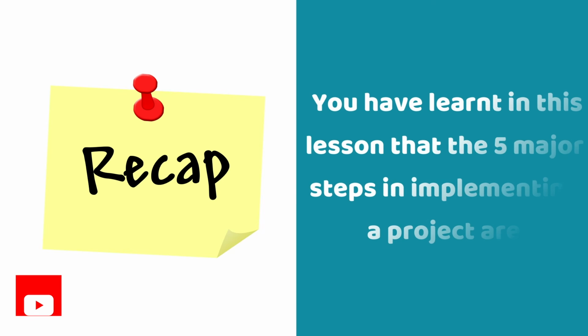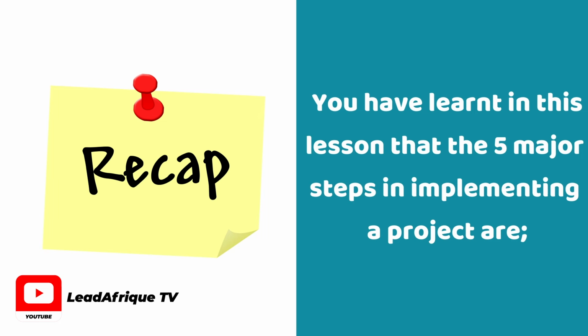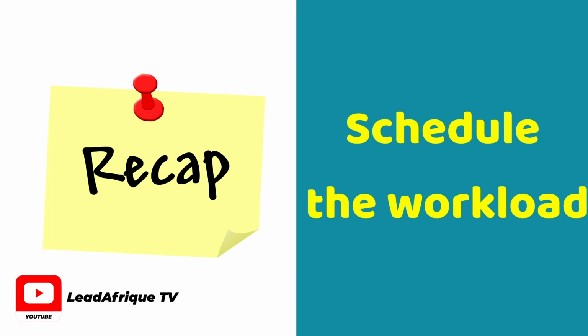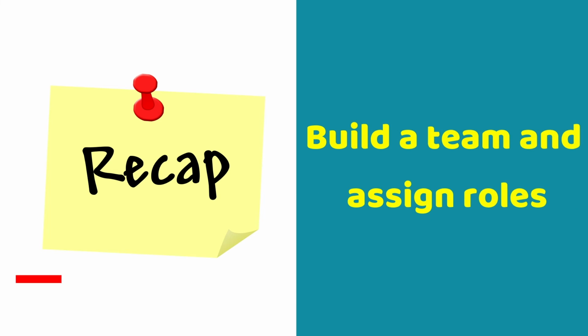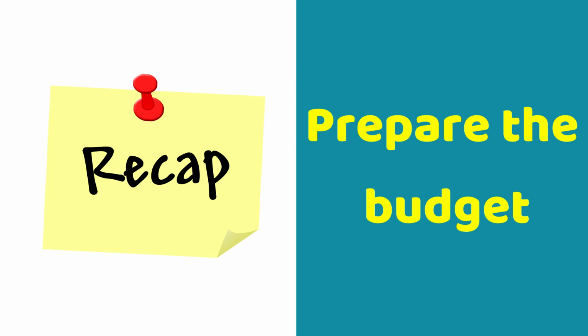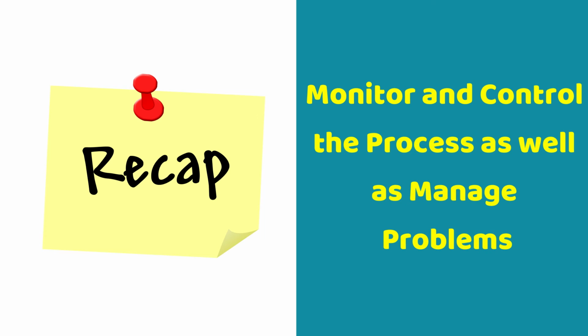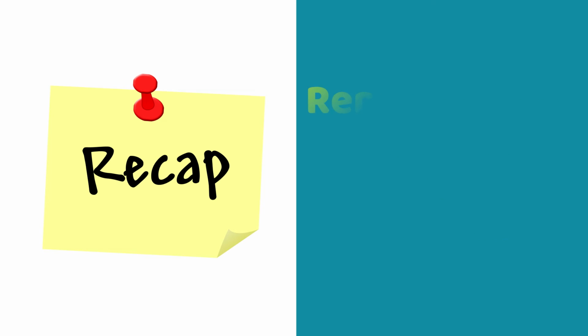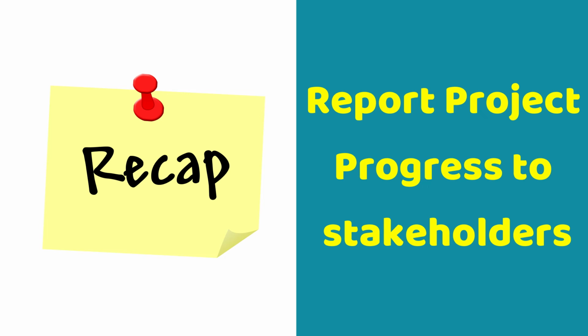You have learned in this lesson that the 5 major steps in implementing a project are: step number 1, schedule the workload. Step number 2, build a team and assign roles. Step number 3, prepare the budget. Step number 4, monitor and control the process as well as manage problems. Step number 5, report project progress to stakeholders.